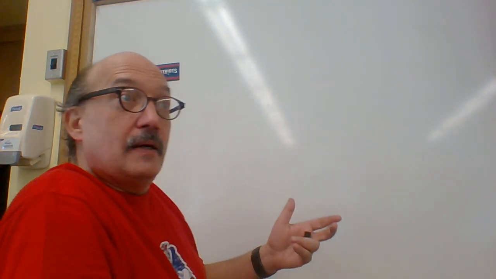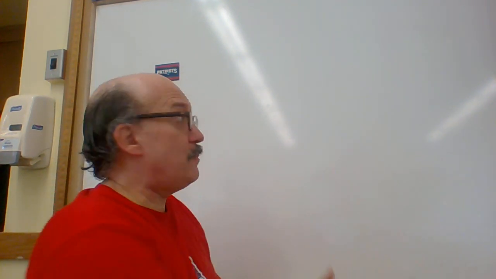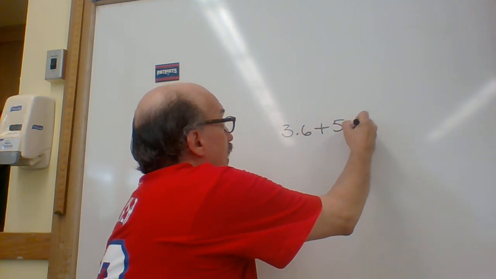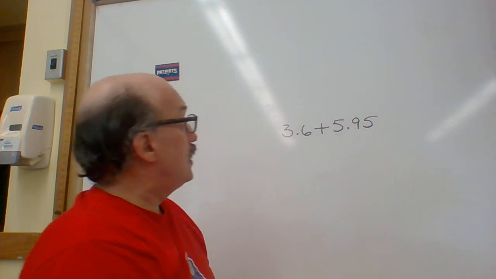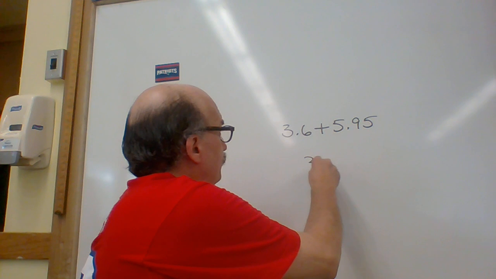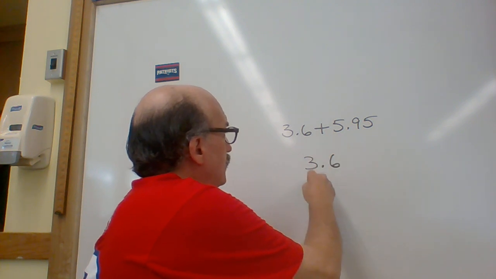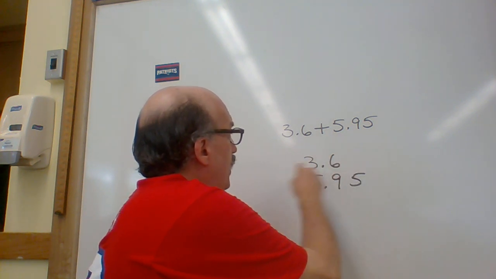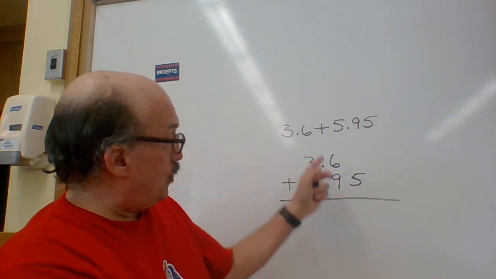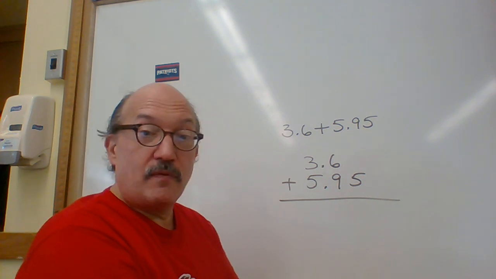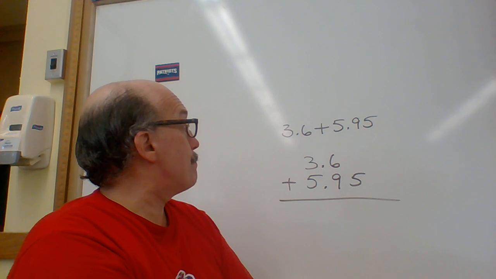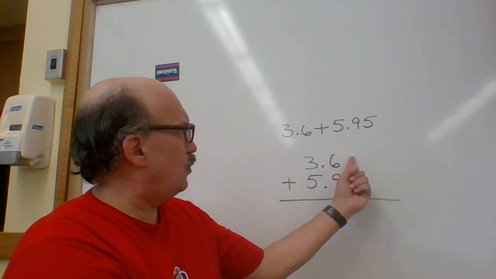Well, this idea of lining the decimal points up is really like having common denominators. 3.6 plus 5.95. If you just follow the rule straightforward, 3.6 plus 5.95 like this. Now this will get you the correct answer. Now you might notice the decimal points are lined up one on top of the other, which you must do with addition and subtraction. Now you might ask yourself at this point, well, what digit is here?